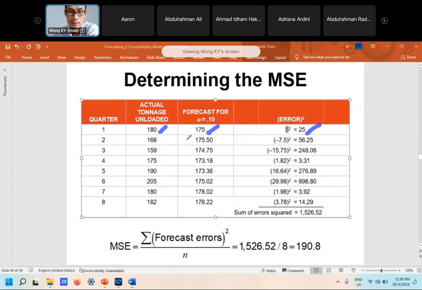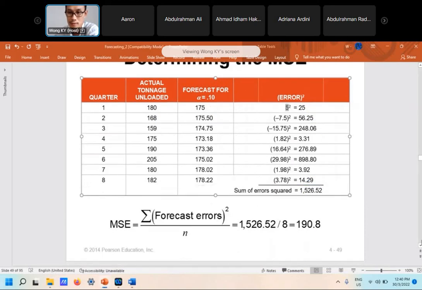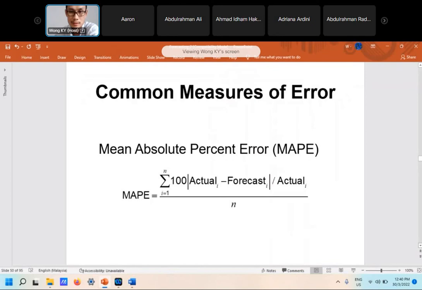Same thing for the next data. We use actual minus forecast, which gives us the error, negative 7.5, but we have to square it. So you get 56.25. And you repeat everything. Once you get everything, you total up, and this is the sum of squared errors. But we are interested in the mean of squared errors, so you have to divide by 8. This gives us the mean squared error, which is 190.8. Understand? No problem. Next measure is called mean absolute percentage error, which is MAPE.